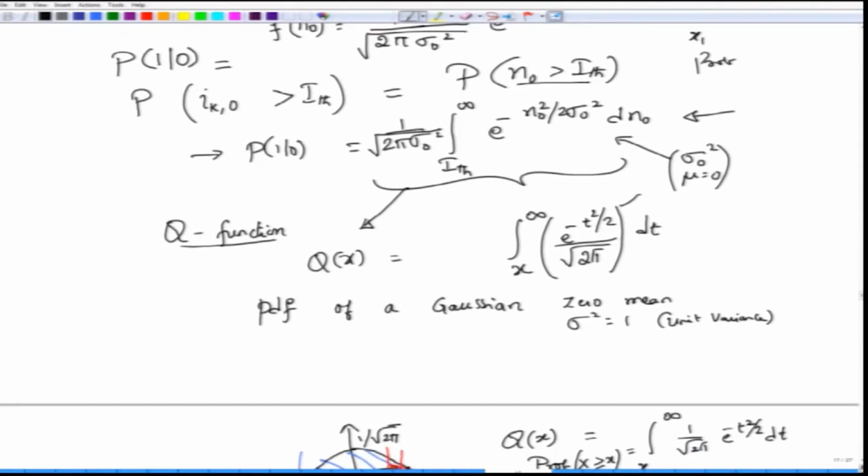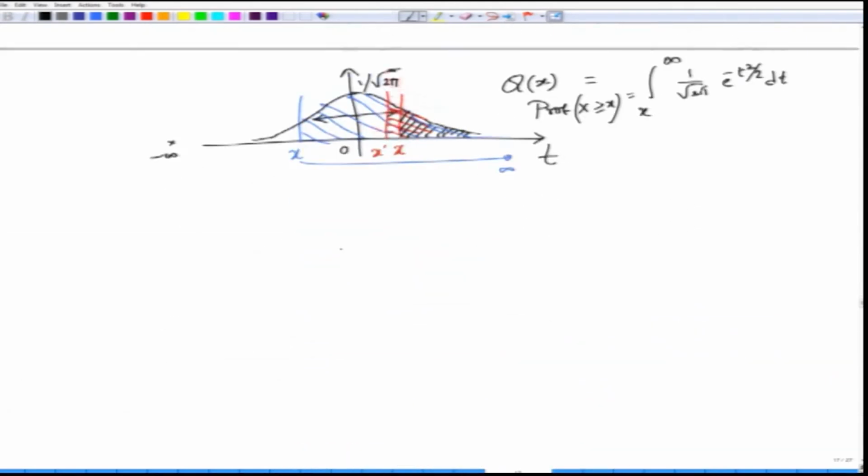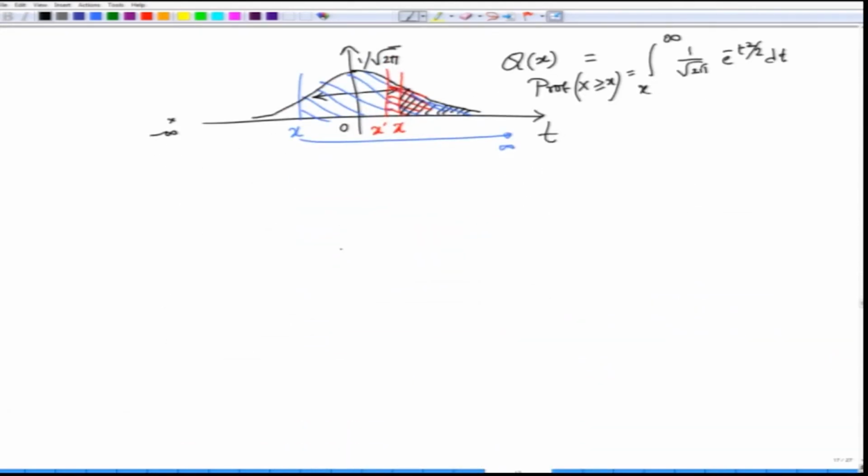To do that, I need to just change the variables of the integral. So if I change the variables out here and normalize this one, then we will be able to put this expression p of 1 given 0 in terms of the Q function. So let us do that. I will do this as an exercise for n0 and I will leave this as an exercise for n1 when we get to the discussion on n1.